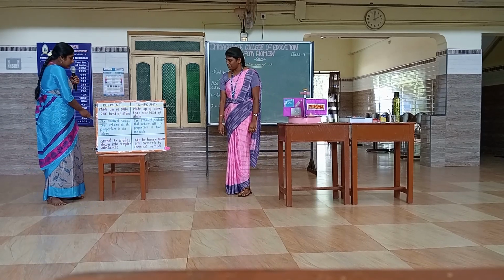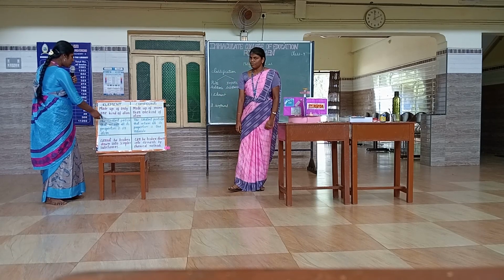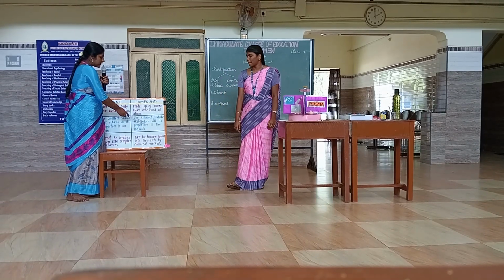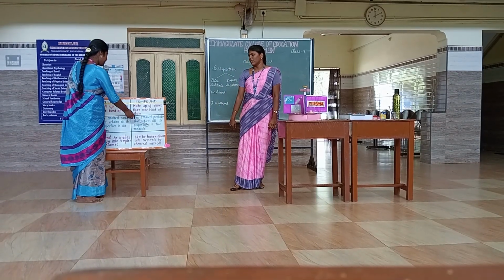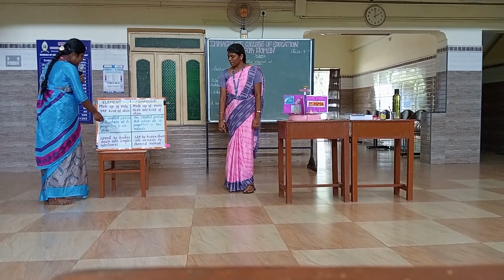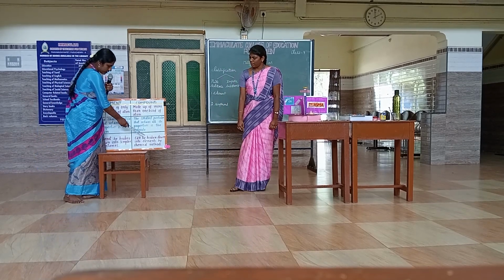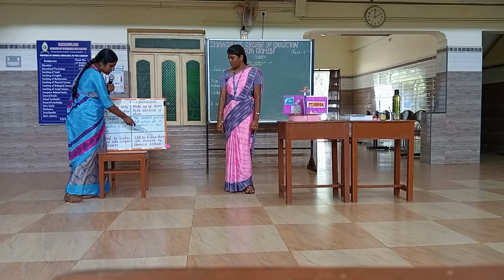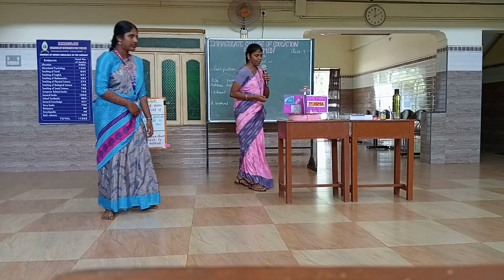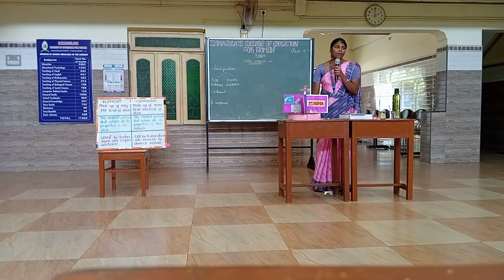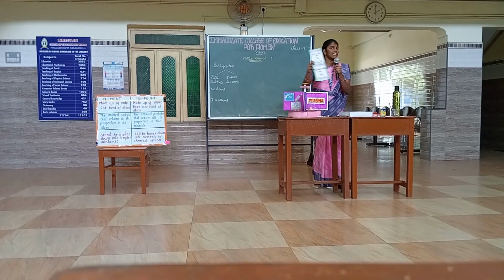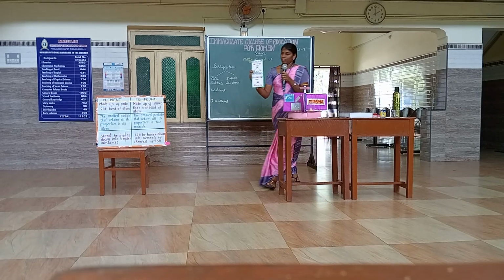Next one. The smallest particle that retains all its properties is an atom. For compound, the smallest particle that retains all its properties is the molecule. Element cannot be broken down into simpler substances. Compound can be broken down into elements by chemical methods. Very good. Clap for her. So, element cannot be broken down and it is made up of only one kind of atom.